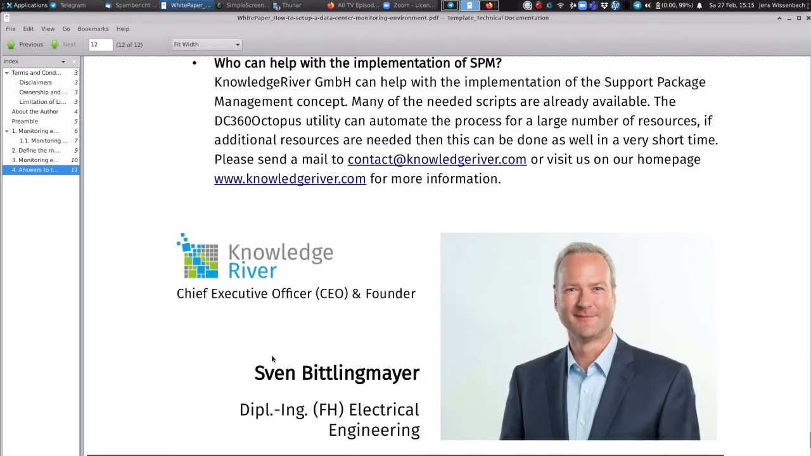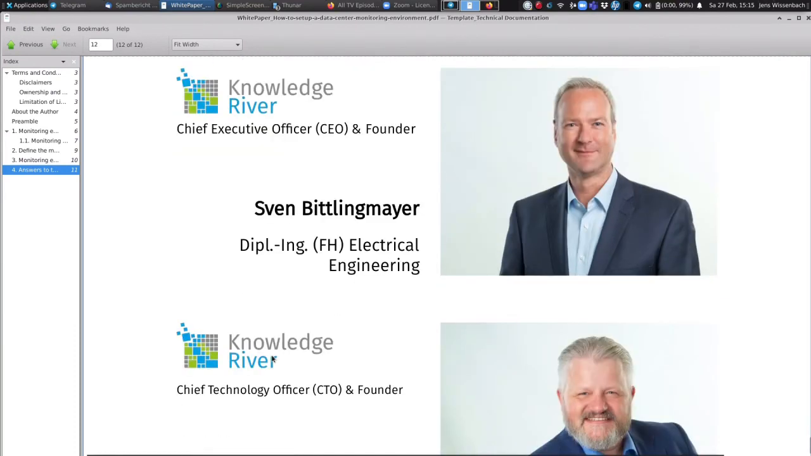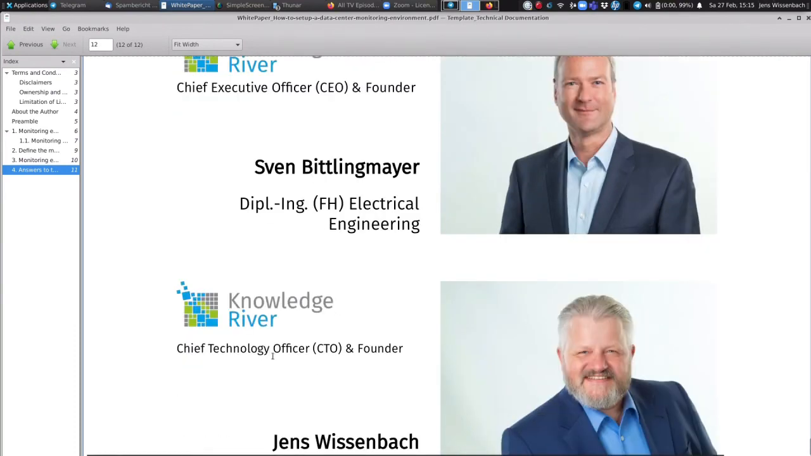We can help you at KnowledgeRiver to understand what you need to monitor and what tools are available. We do not recommend any specific tool, but we will give you a range of tools that fulfill your needs and that we can use in combination with our support package management and interoperability matrix management to have this data stored for years to come, to look back to it when it's needed.